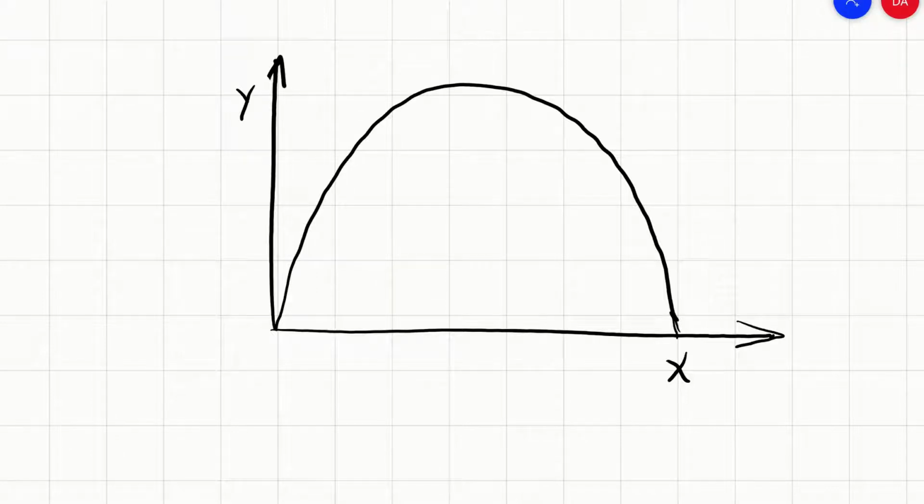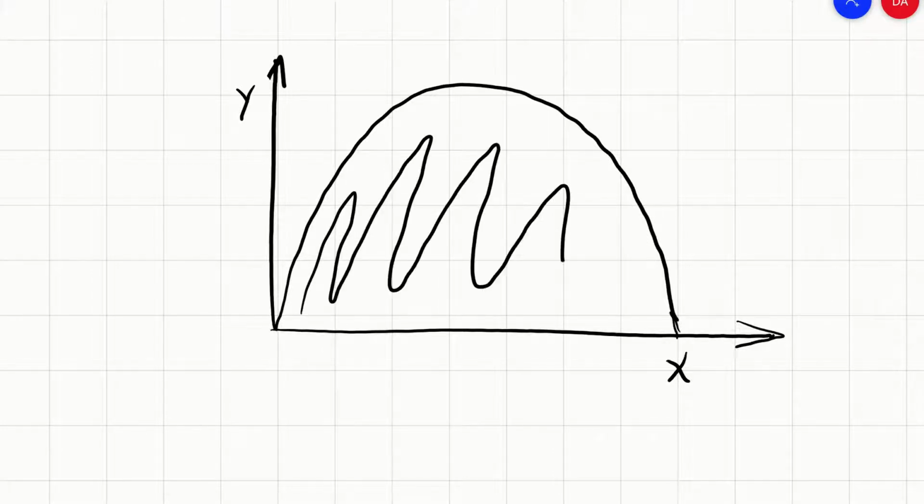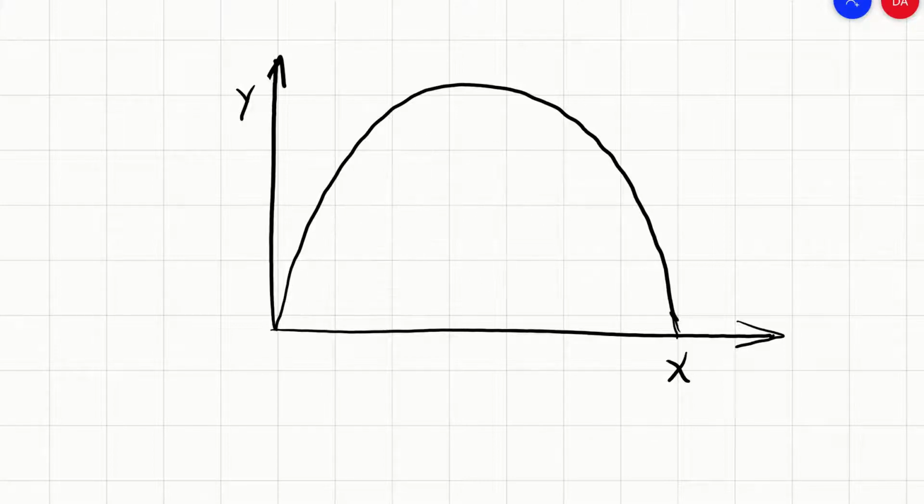Last video we talked about derivative, and this time we're going to be talking about integral. An integral is just the area below a curve. Let's say we wanted to find the integral of this curve here.